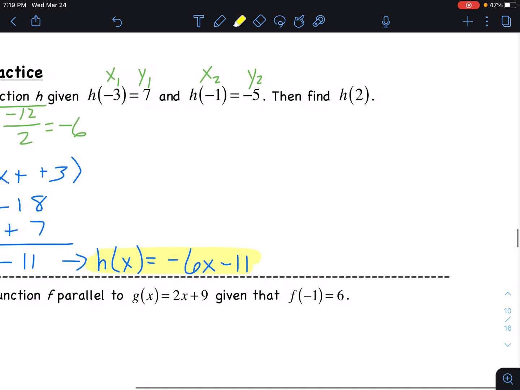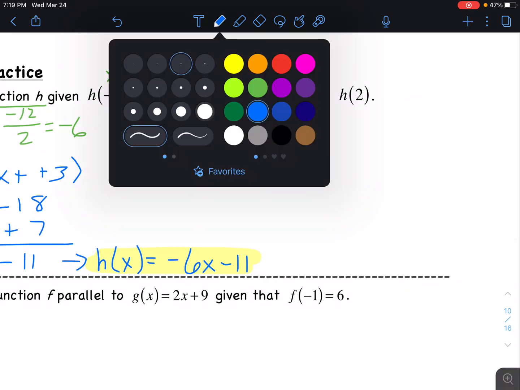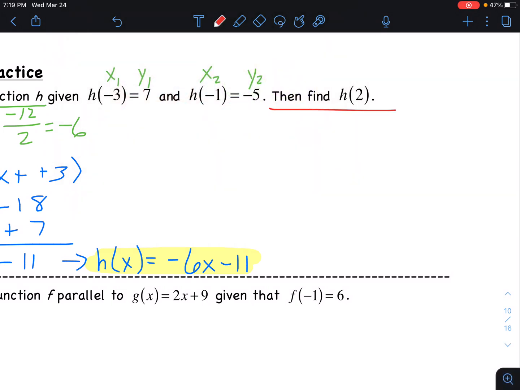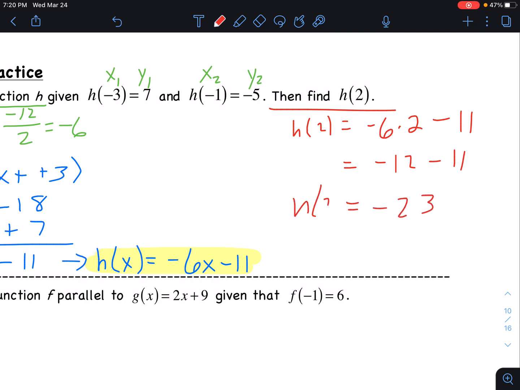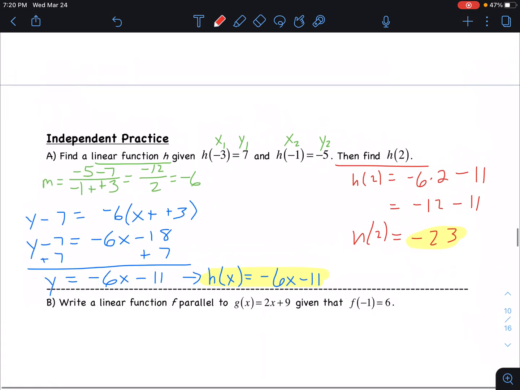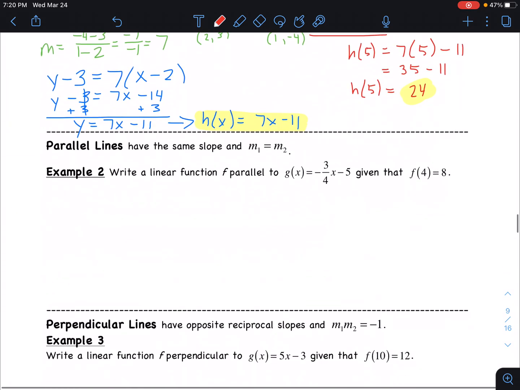Now let's do the follow-up. Then find h of 2. So I'm going to take my function and plug 2 in for x. Negative 6 times 2 minus 11. That'll be negative 12 minus 11, which is negative 23. So h of 2 is negative 23. And that is done. Okay, let's go back up.